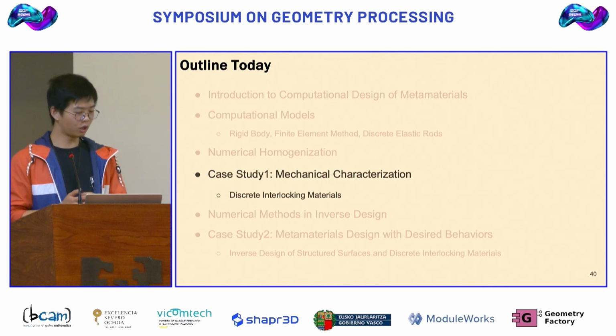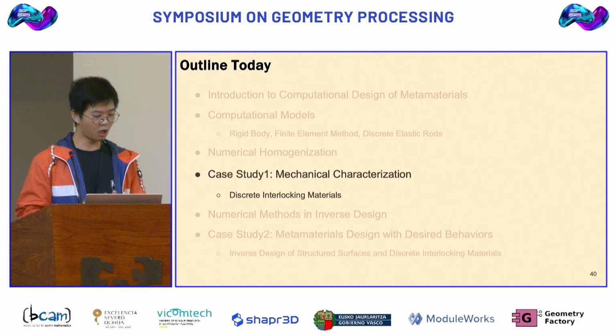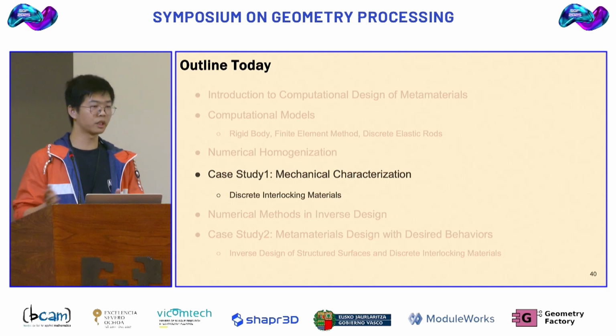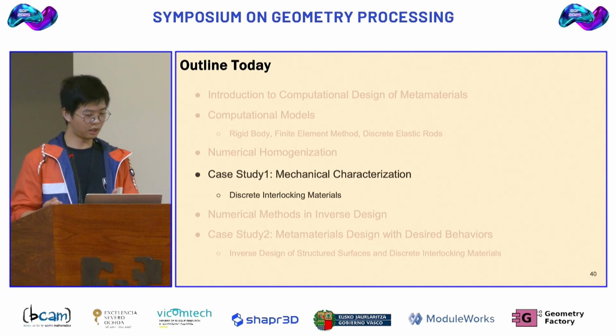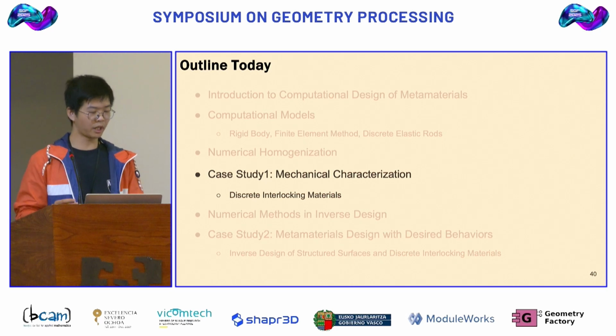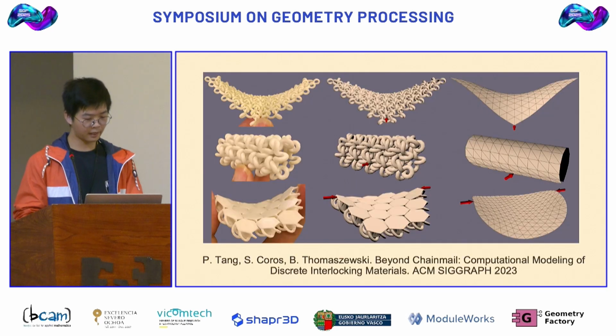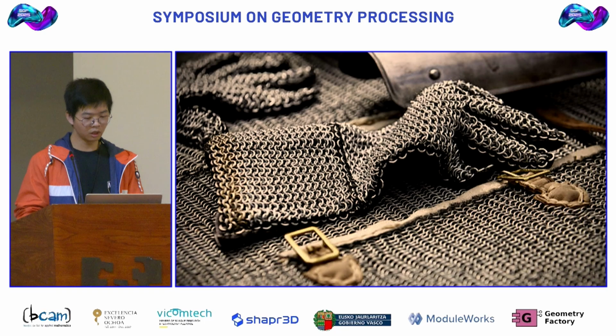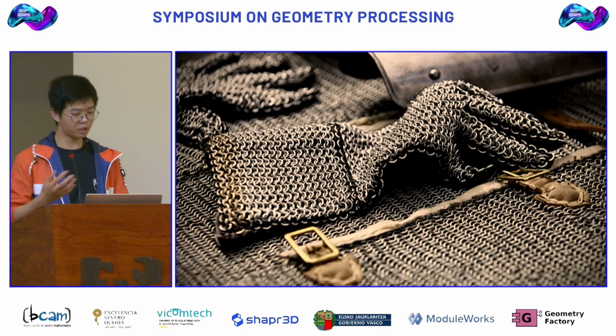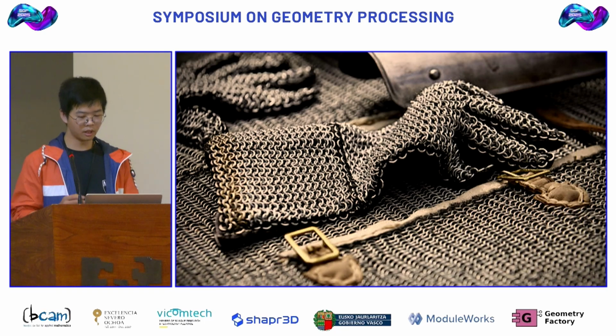Okay, then I will describe how we extend the numerical homogenization to the discrete interlocking materials. How do we characterize and model the macromechanical behavior of discrete interlocking materials? In this work, it's inspired by medieval chainmail armor.